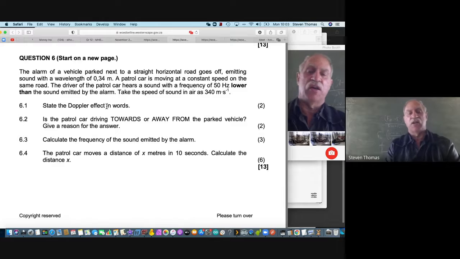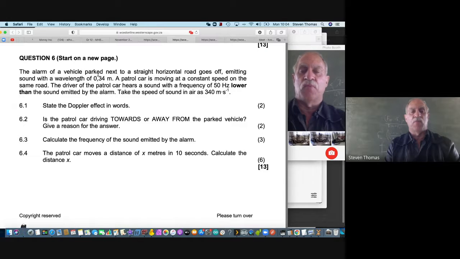Let's say, state the Doppler effect in words. Again, it's the apparent change in frequency when the source of a sound moves relative to the listener. Is the patrol car driving towards or away from the parked vehicle? Well, if the patrol car hears lower, it's moving away. Give a reason: due to the Doppler effect, the frequency drops when the listener is moving away from the source.